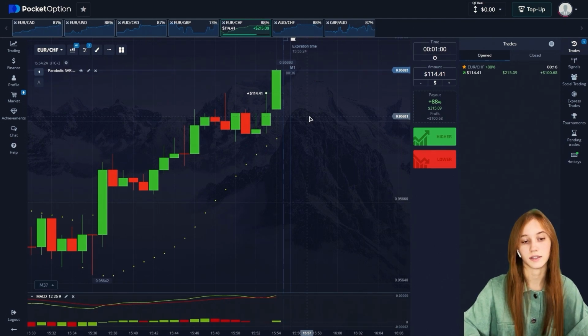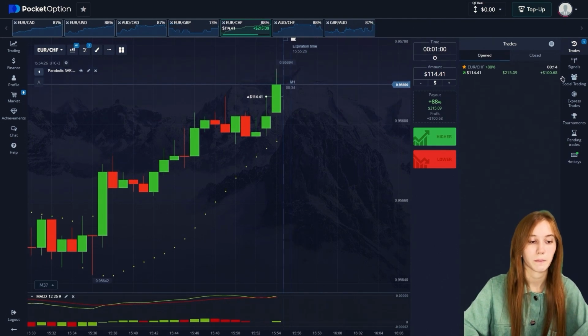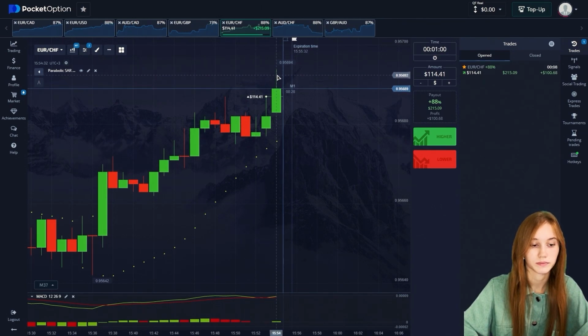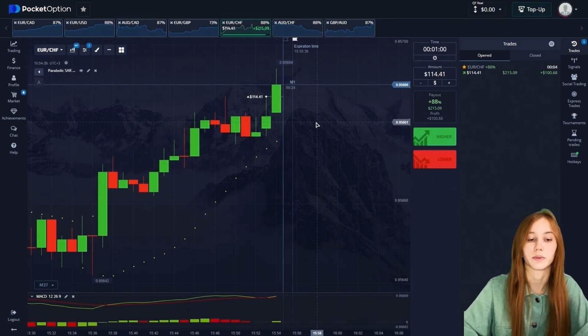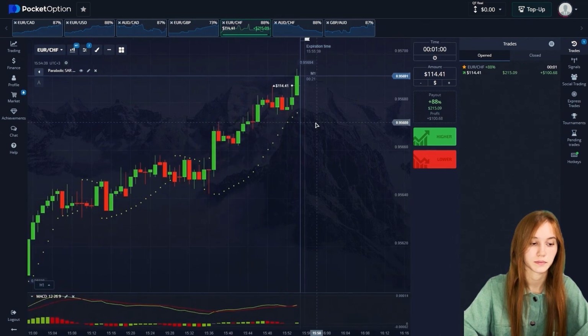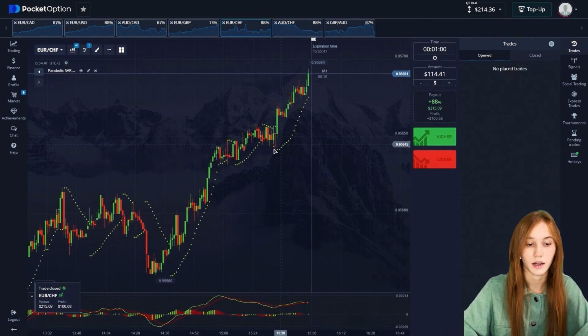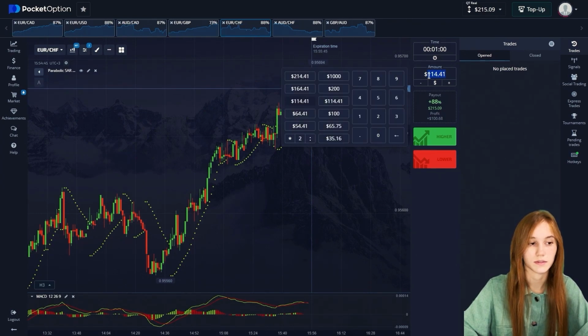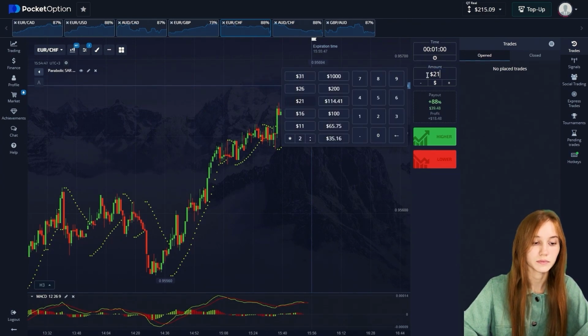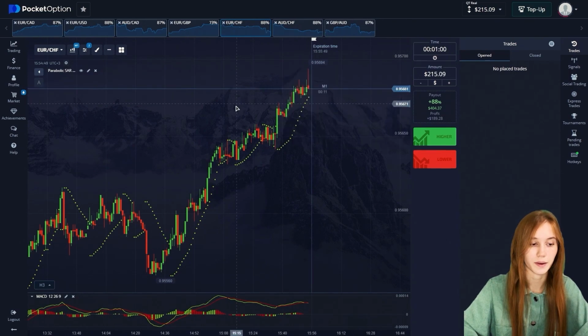13 seconds until the end of the deal. Yeah, we see this shadow. 2 seconds, and yeah, our deal is going to plus. We increase our balance and increase the deal amount. And we go on to the next concept.